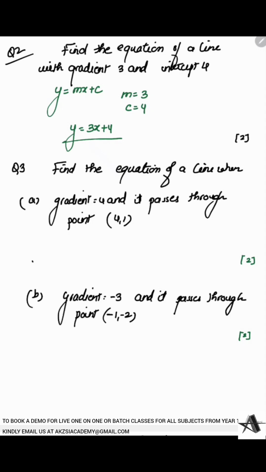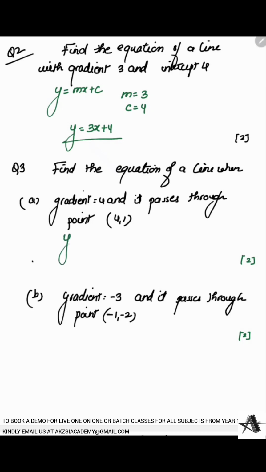Question 3. Find the equation of a line when gradient is 4 and it passes through one point. Doesn't matter if the question is about 2 points given, 1 point given, or gradient and intercept given. The very first thing, as soon as they ask you to calculate the equation of a line, is to write down the standard form. That will give you an idea what you have to do.